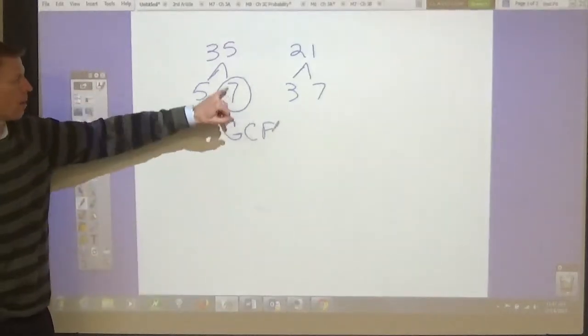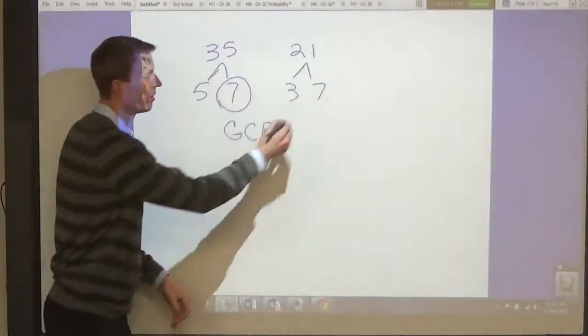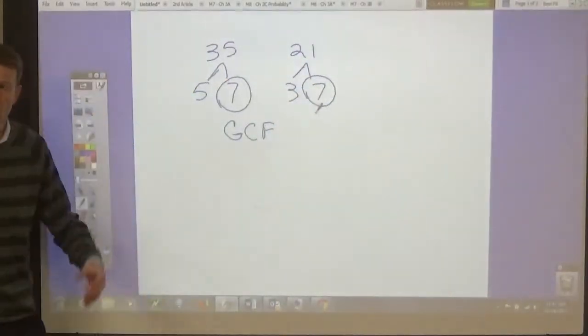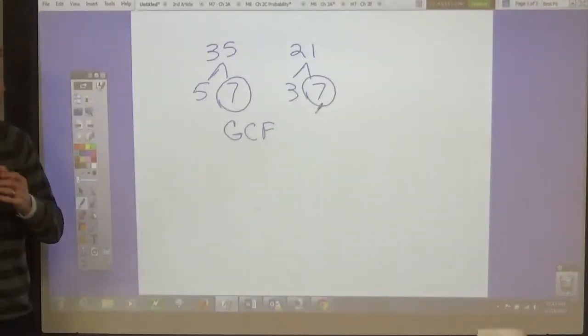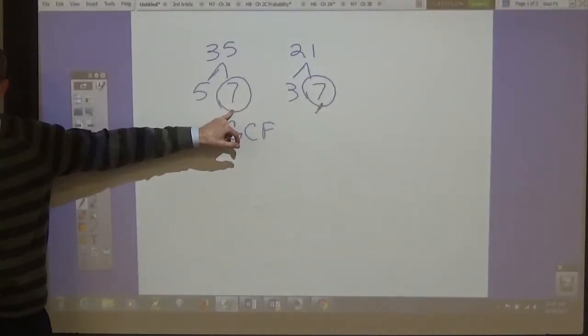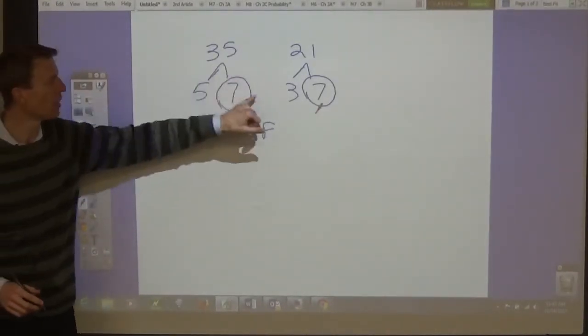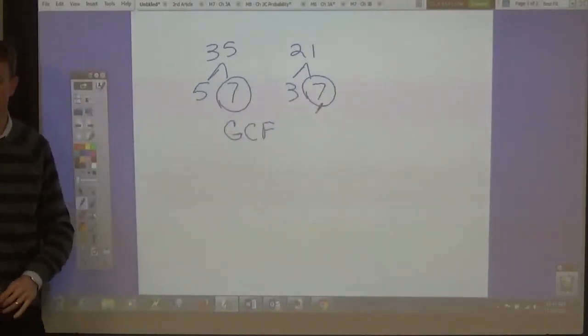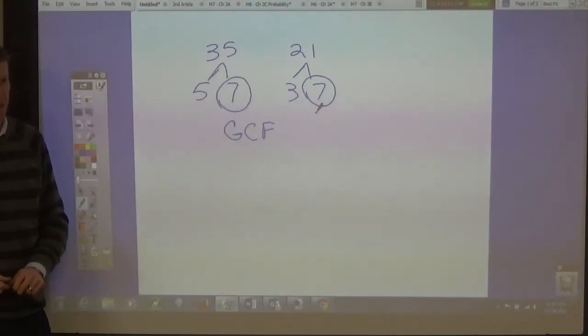Remember, the factors are the numbers that go into both numbers. So you don't multiply the 7s together, it's just 1 7. Okay? 7 is the biggest number that goes into both of these numbers. Okay? Does that make sense?